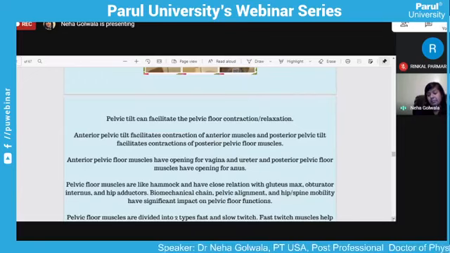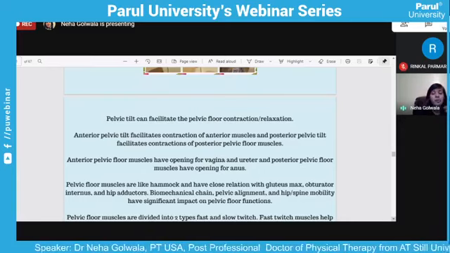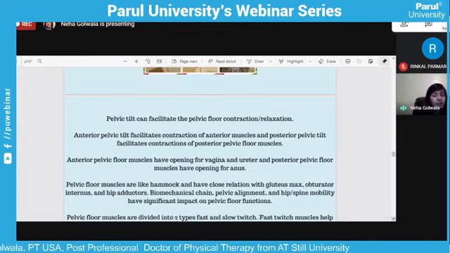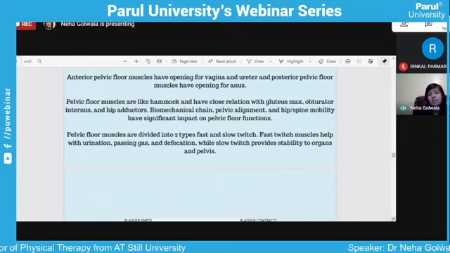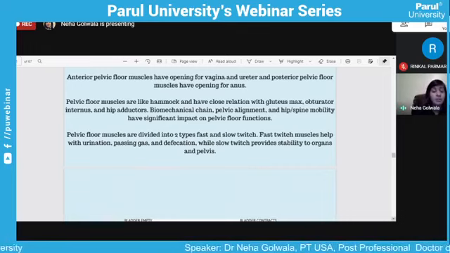Also, the pelvic tilt can affect the pelvic floor contraction and relaxation as well, which I'm going to explain more in the next slides. When we tilt the pelvis forward, it contracts the anterior muscles of the pelvic floor, and when you tilt it backwards, it contracts the posterior pelvic floor muscles. The anterior pelvic floor muscles have the openings for the vagina and urethra, and the posterior has the opening for the anus. It's like a hammock, attached to the gluteus maximus, obturator, hip adductors, and also the ligaments. So any restriction in mobility in the hip, spine, or any area can lead to pelvic floor dysfunction.